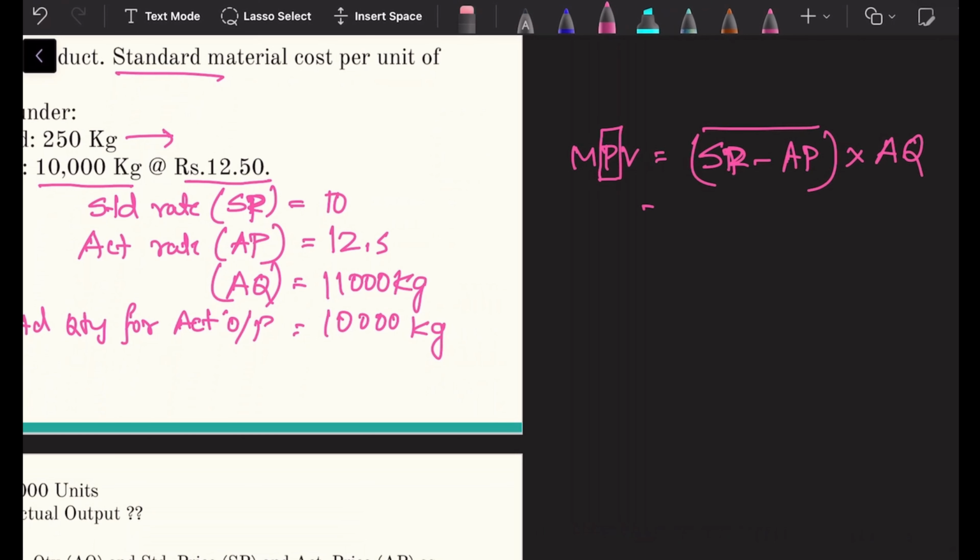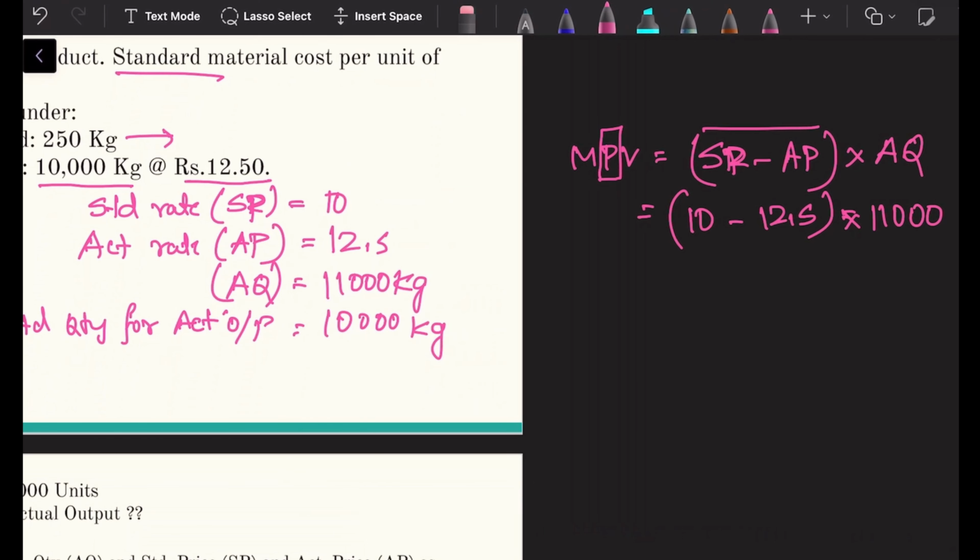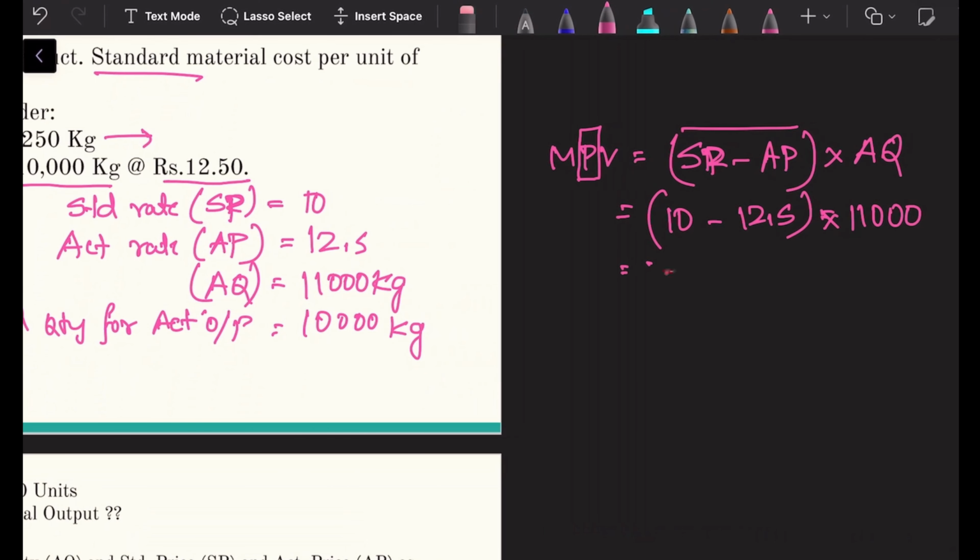Understood? So what is my standard price? 10. What is my actual price? 12.5. And what is my actual quantity? 11,000. 10 minus 12.5 is minus 2.5 into 11,000. So 27,500. Since it is in minus, I call it adverse. This is equal to minus 27,500 adverse, which means this is not helping the organization.